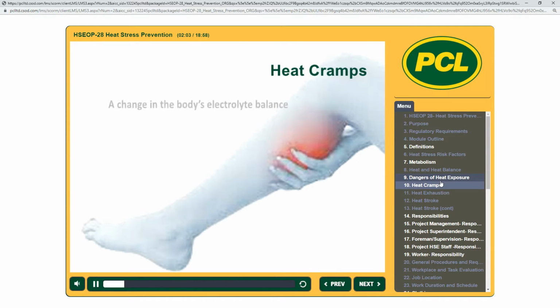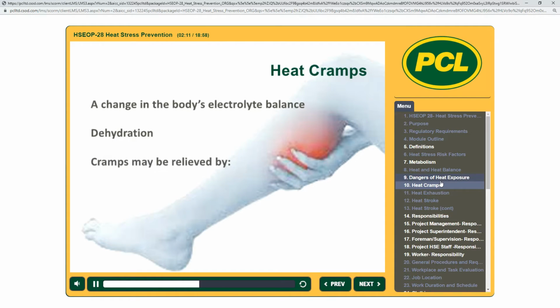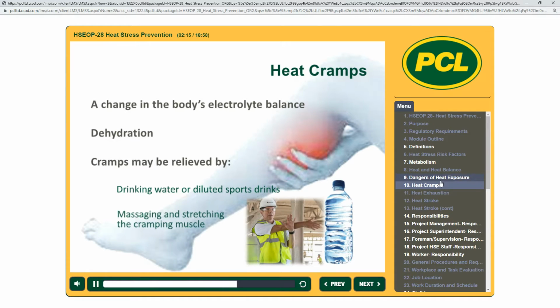Heat cramps occur when there is a change in the body's electrolyte balance. Dehydration is believed to play a role in the development of these heat cramps. Cramps may be relieved by drinking water or diluted sports drinks. In addition, massaging and stretching the cramping muscle can sometimes be beneficial in relieving the pain of the cramps.